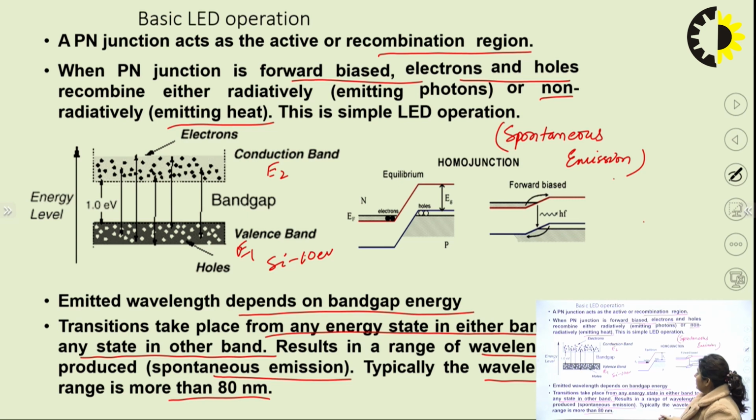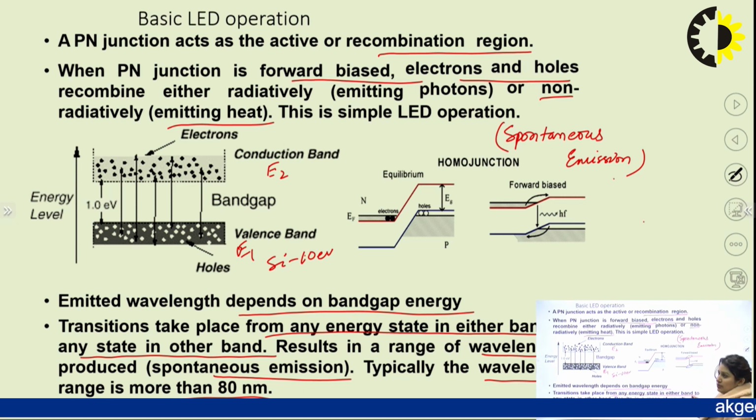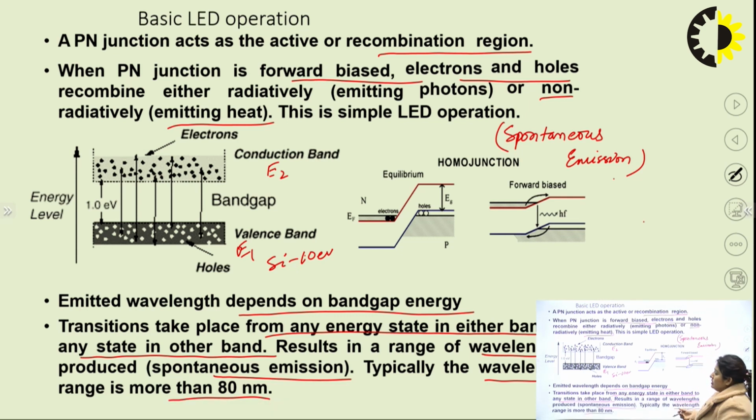So we have drawn three figures here. The first figure shows the valence and the conduction band with an energy band gap of 1.0 electron volt between them. The second figure provides the concept of the homojunction, because in a homojunction there is only one junction. Between P and N there is only one junction. There is another concept called the heterojunction, in which case we have two or more junctions.